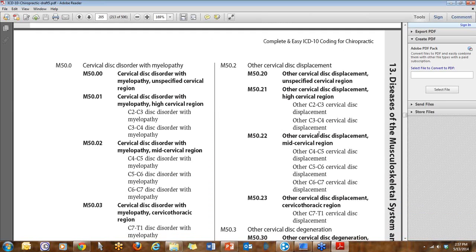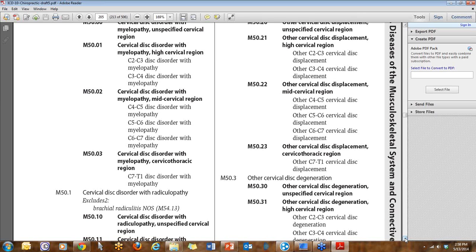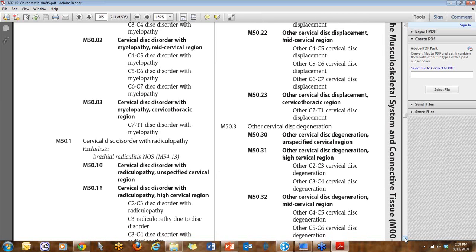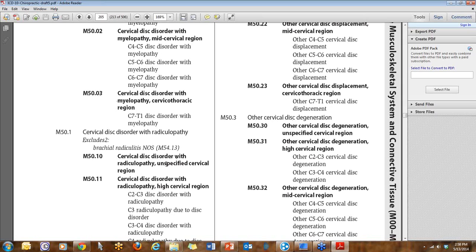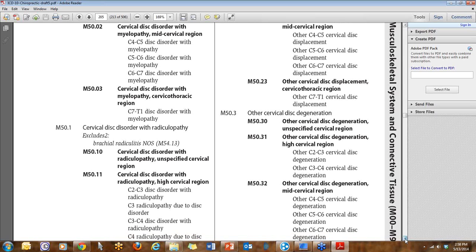Over here, we're talking about cervical disc displacement, mid-cervical, high cervical. Here, we're talking about cervical disc disorder with radiculopathy. So this is why you could put in your GEMS and get to here, M50. That's why you can't stop here, though. You can't stop with the GEMS. You've got to get to the tabular list, because we've got to get all these codes.